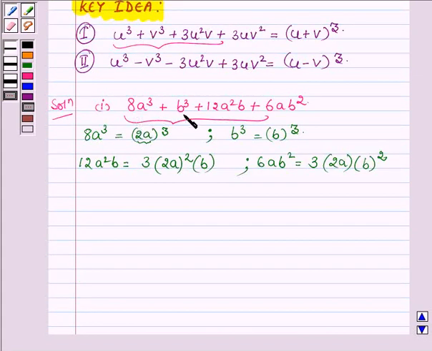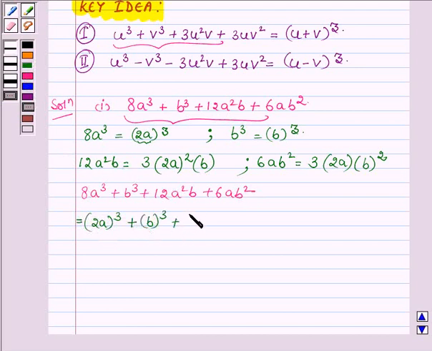Now 8a cube plus b cube plus 12a square b plus 6ab square can be further written as 2a whole cube plus b whole cube. 12a square b can be written as 3 into 2a square into b plus 6ab square can be written as 3 into 2a into b square.